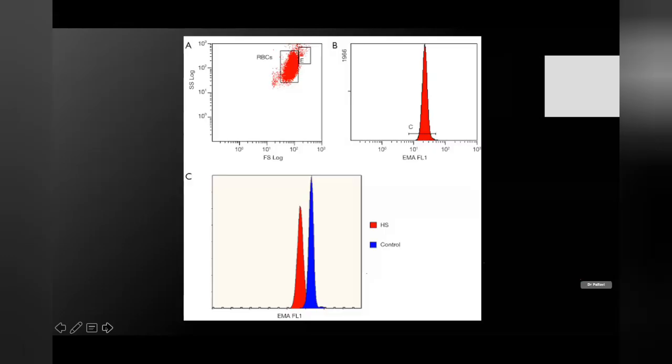So this is a simple analysis here. The RBCs have been gated, and these are again the aggregates which have been omitted, right? You have to omit these aggregates. You just gate the RBCs, and then a simple histogram is read to see for EMA expression. And here you can see that in the case, the EMA expression is here, but in the control, the EMA expression is higher. So there is a reduction in the expression of MFI for the case.